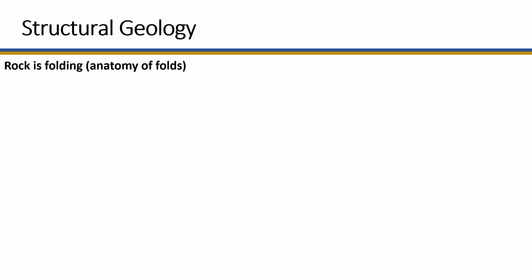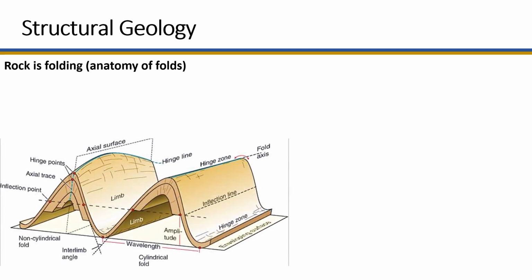Once more, folding occurs when a rock is being compressed and the temperature and pressure are just high enough for plastic deformation to occur. This illustration shows the typical terminology used to describe the anatomy of folds in geology. The hinge point, hinge zone, or hinge line is the geological term denoting the point of maximum curvature located between two limbs or flanks of a fold.